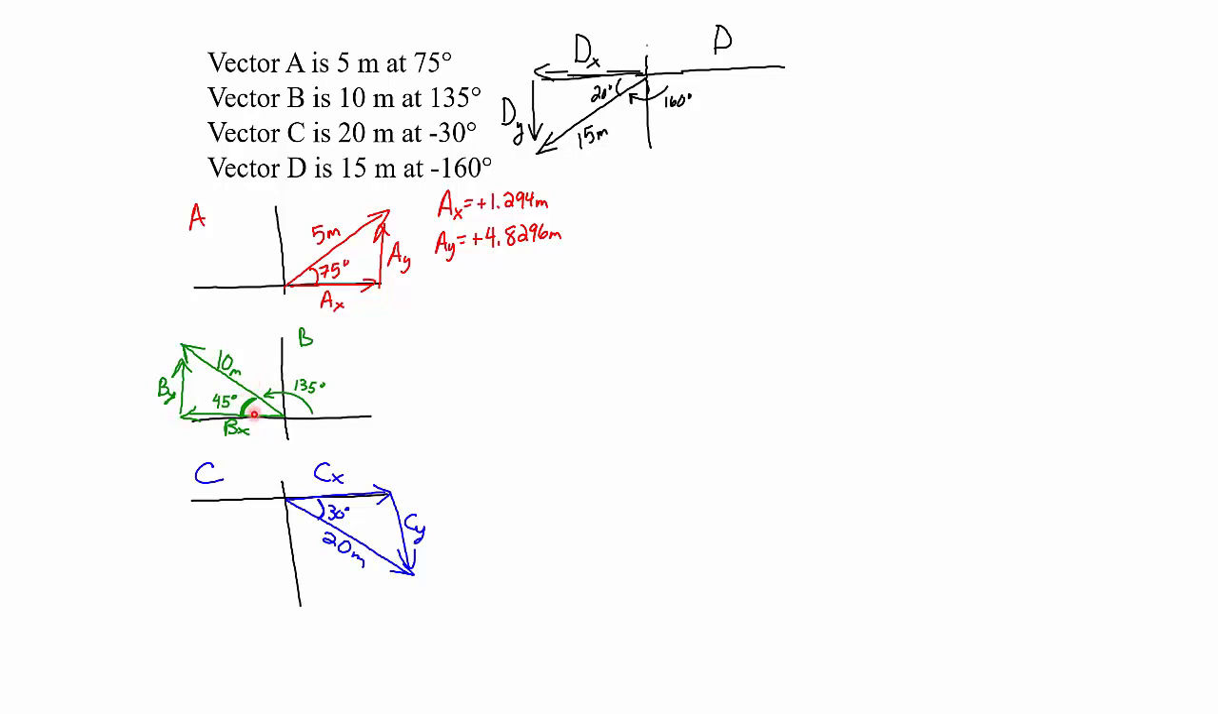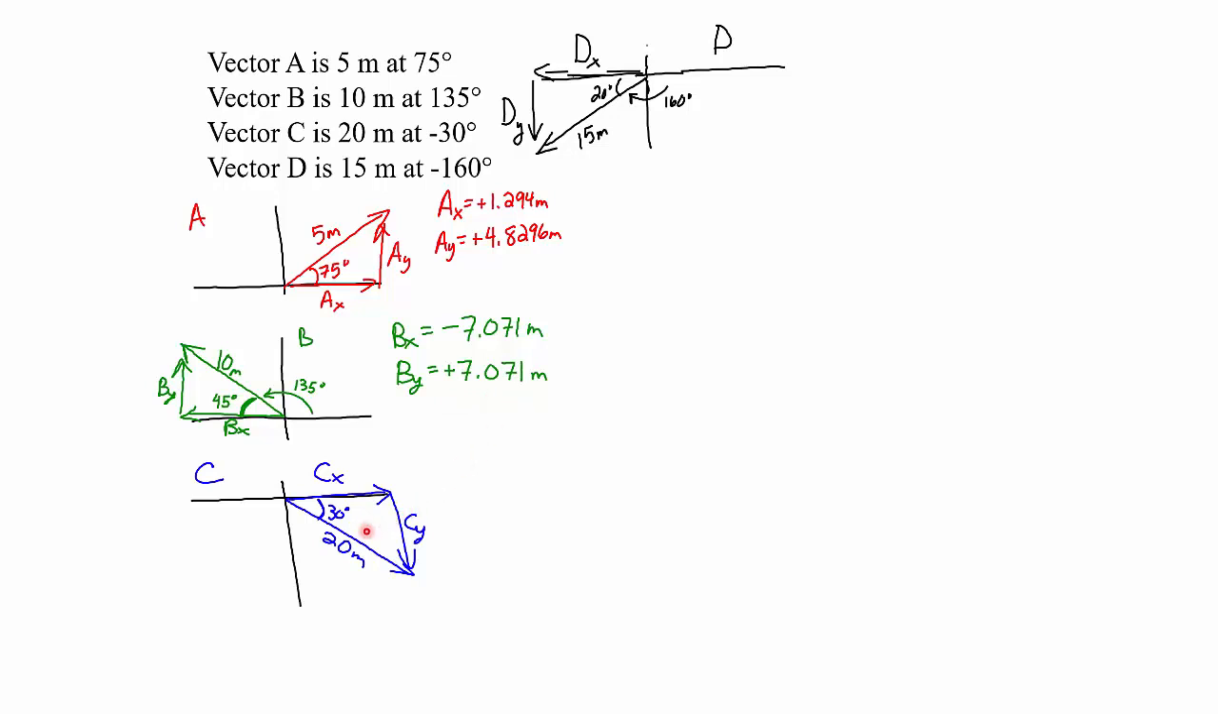The cosine of 45 degrees gives me the size of bx over 10 meters. So the size of by will be 10 times the sine of 45 degrees. The size of bx will be 10 times the cosine of 45 degrees. And calculating each of those, 10 times the sine or cosine of 45 degrees is 7.071. My x component points to the left, so my x component is negative 7.071 meters. And my y component points up, so it's positive 7.071 meters.